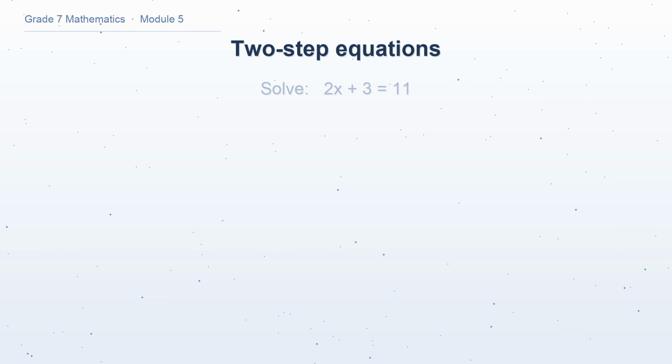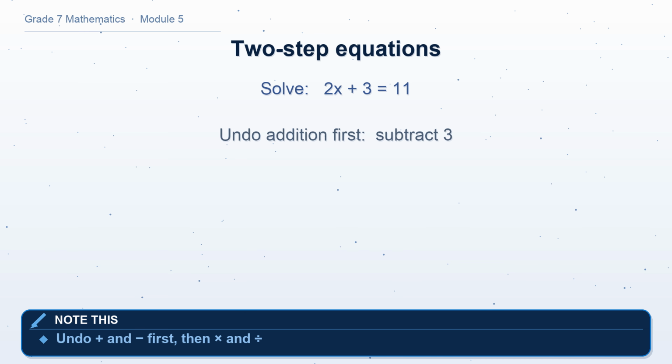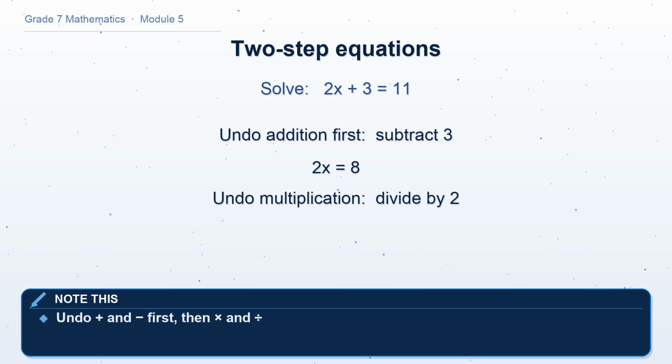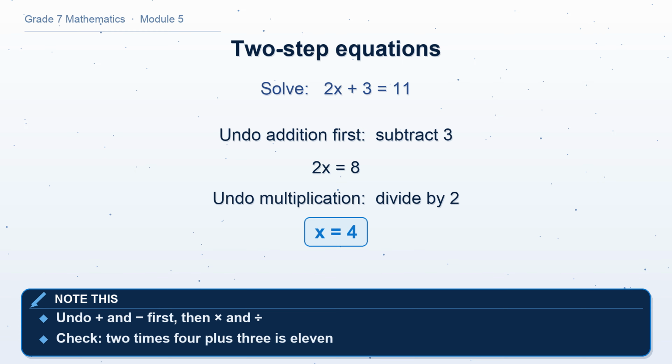A two-step equation needs two moves. Solve 2x plus 3 equals 11. We undo the operations in reverse order. First, we deal with the addition, so we subtract 3 from both sides, leaving 2x equals 8. Then we deal with the multiplication. 2x means 2 times x, so we divide both sides by 2. 8 divided by 2 is 4, so x equals 4. Undo the adding and subtracting first, then the multiplying and dividing.